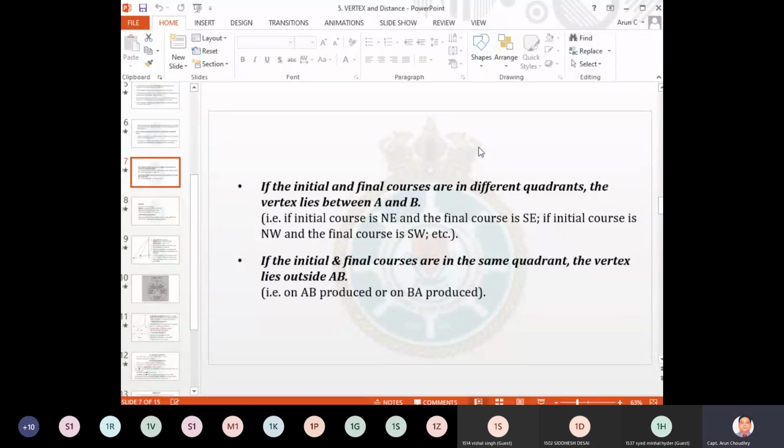Now, if the initial and final courses are in different quadrants, the vertex lies between A and B. Different quadrant means obviously one is in the northeast and the other is in the southeast. So we know that we have already crossed the vertex. So as I explained, now you should be able to understand.